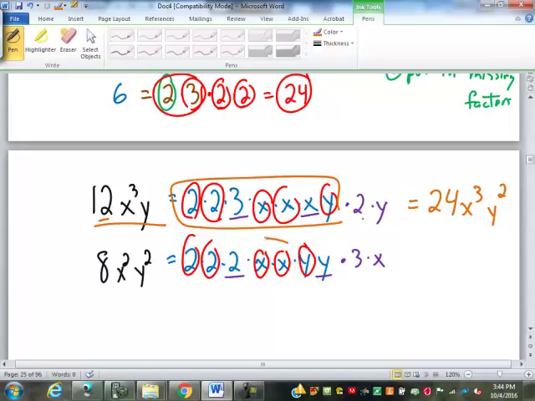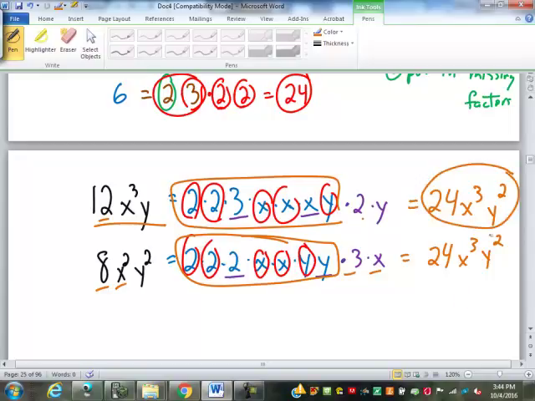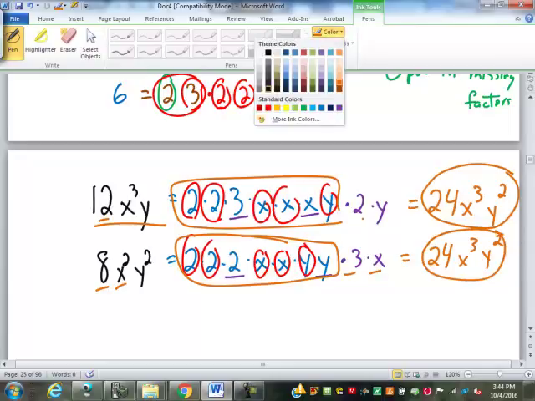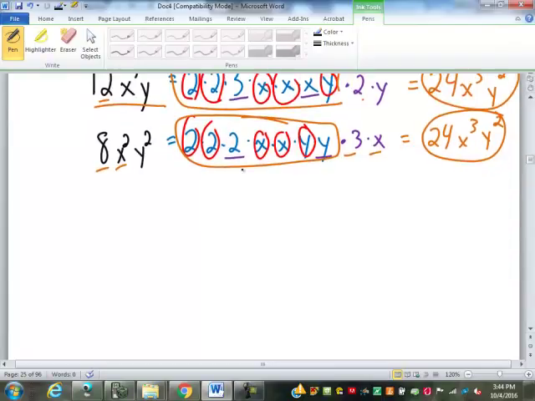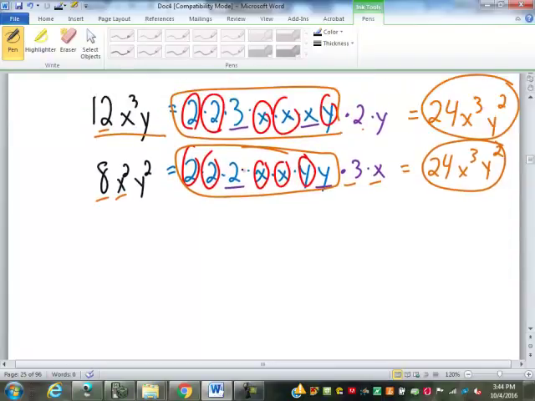On bottom, this is our original number here, the 8x squared y squared. So 8 times 3 makes 24. X squared times x is x to the third, and nothing to multiply the y squared, so y squared. So 24x to the third y squared is our least common multiple. Look familiar? Covered it last week. Why are we so concerned about that? Well, because when we deal with fractions, we're going to talk about least common denominators.